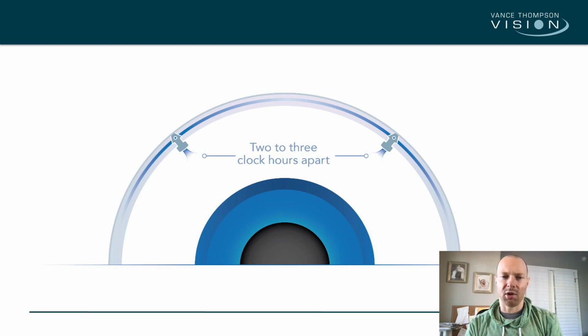When placing these stents, you want to put them as far apart as you can, or about 2 to 3 clock hours apart. Again, the main goal is just to get the stents in, and so when you're first learning, you might not be able to get them 2 to 3 clock hours apart. You want to use whatever is best available to you, but in general, if you can get them about 2 to 3 clock hours apart, that is the ideal positioning.